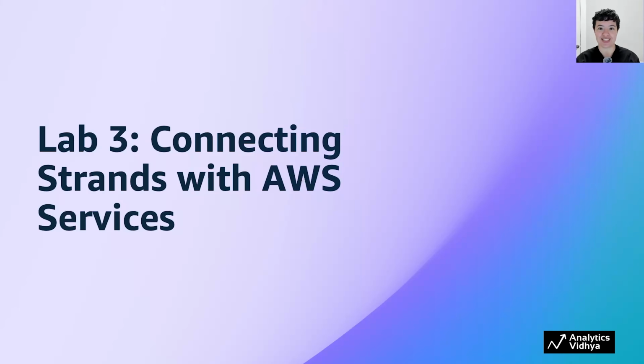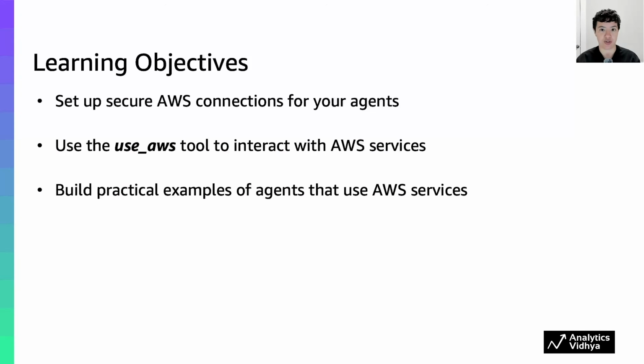Hello, and welcome to this lesson on connecting your Strands agent to AWS Services. My name is Laura, and today we'll explore how to give your AI agents the ability to interact with AWS services like Amazon S3 and Amazon DynamoDB using Strands' built-in useAWS tool. Now, by the end of this video, you'll understand how to set up secure AWS connections for your agents, use the useAWS tool to interact with these services, and build practical examples of agents that use AWS services.